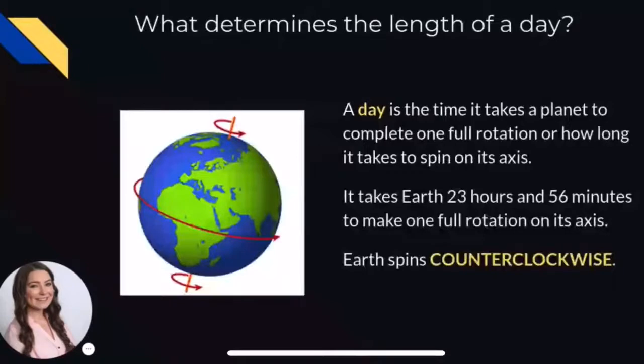Additionally, we need to know that all the planets, including Earth, spin counterclockwise on their axis except one. Venus is the only planet that spins clockwise. Scientists have several hypotheses about why this is, but nothing definitive.